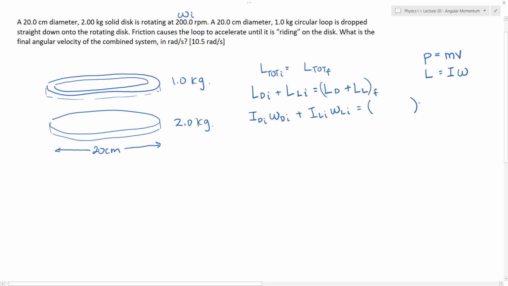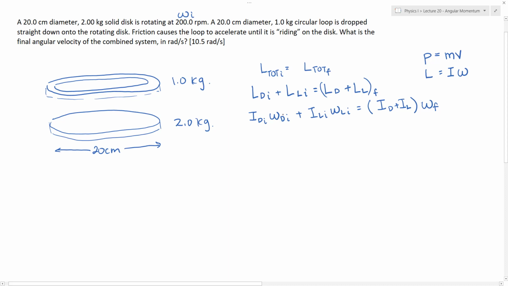So in that case, the moment of inertia would just be the total of the moment of inertias of each of the two objects. Just like we would have added the two masses, we're adding the two moments of inertia. So we have the moment of inertia of the disk plus the moment of inertia of the loop times omega final. Okay, so this should be very similar in your head to when we were doing inelastic collisions before, except I and omega would be replaced with M and V.